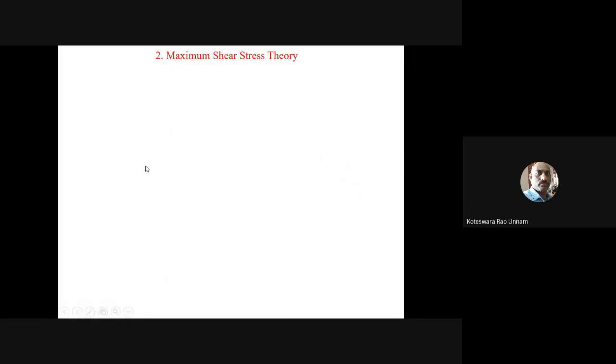Okay, so we are discussing elastic failure theories. In that, we have already seen the maximum normal stress theory, or maximum principal stress theory, which we also call the Rankine theory. In the maximum normal stress theory, the failure is predicted based on the maximum normal stress. That is, if the magnitude of the maximum normal stress exceeds the yield strength of the material, then we can say there may be a failure.